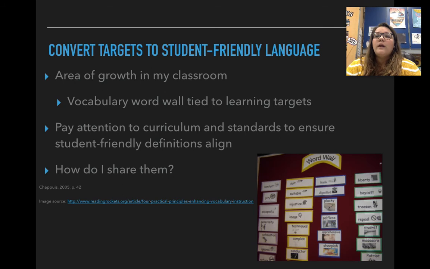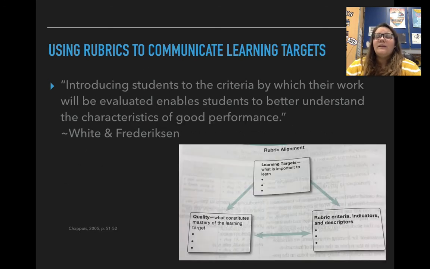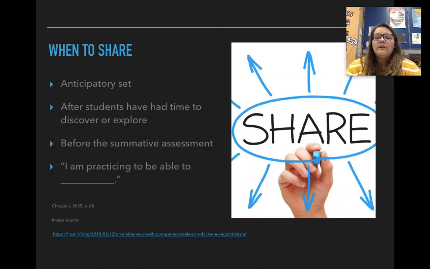Providing students with a vocabulary wall tied to learning targets, and paying attention to curriculum standards to ensure that student-friendly language isn't eliminating important or key vocabulary. Also addressing using rubrics to communicate learning targets. Introducing students to the criteria by which their work will be evaluated enables students to better understand the characteristics of good performance. So aligning rubrics to learning targets and their quality and so on.